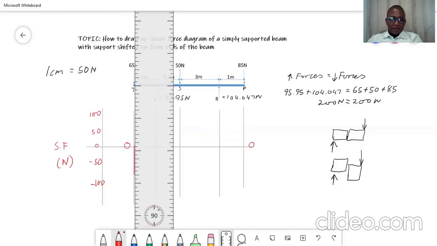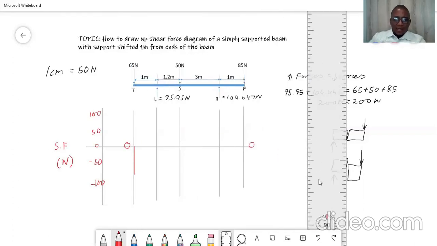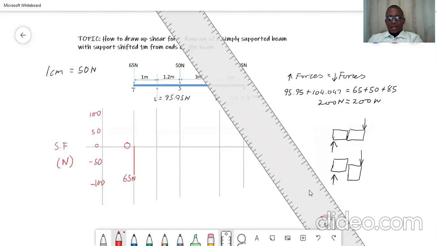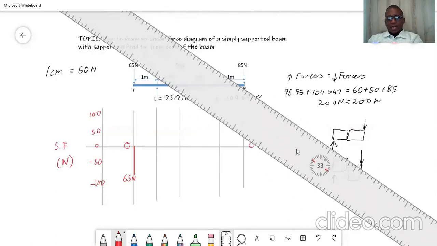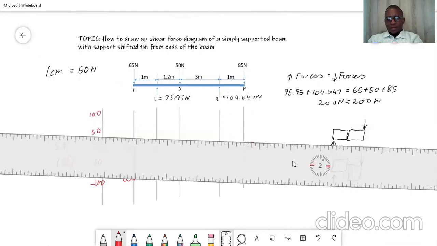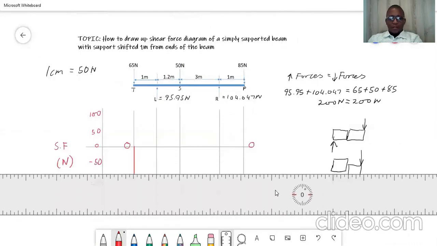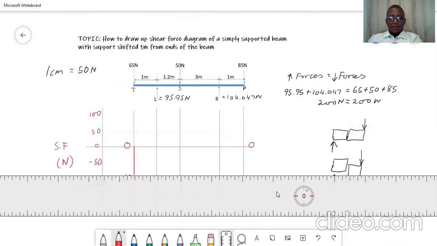Negative 65, it will be somewhere there, right? Let me just put my ruler aside and then write 65 here. We have 65 newtons, right? Then between T and L, there isn't any force, good people. Let us just speed up the process. You simply draw a straight line from this point to that point, from T to L.